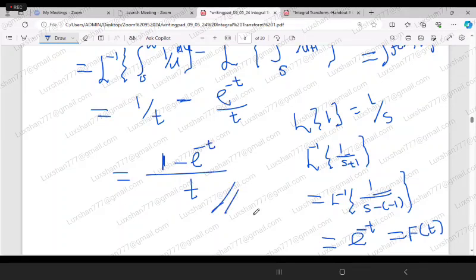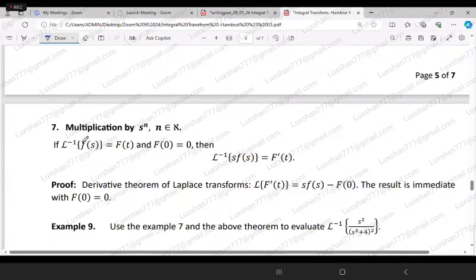You understand this? You understand? Yes, sir. Right, fine. So you have to respond it, otherwise, I don't know whether you understand or not. Right. So now move to the next one, multiplication by s to the power n.